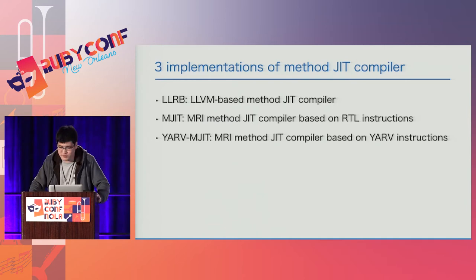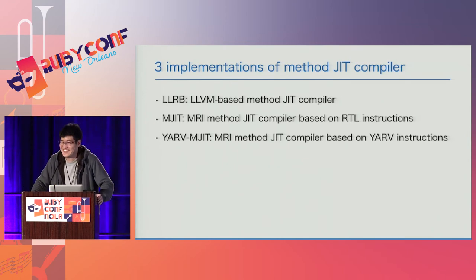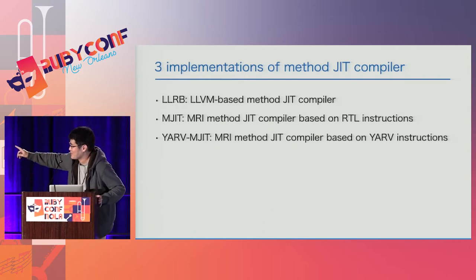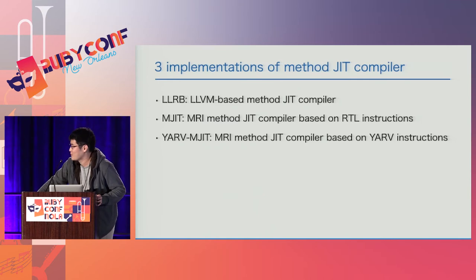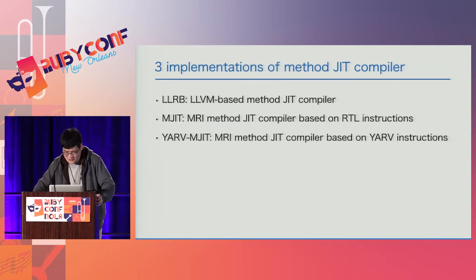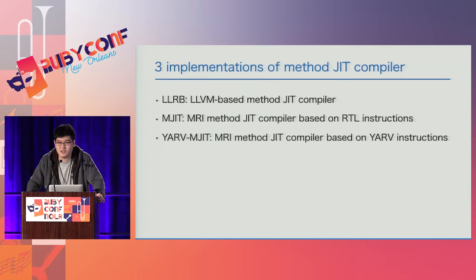There are three implementations I want to introduce here. Two of them were made by me. In half a year, I developed two different JIT compilers. First one, LLVM. The original title of this talk was about the LLVM-based JIT compiler, the method JIT compiler. But after RubyConf finished, I developed another JIT compiler called YARV ISeq, so this talk title is changed. The middle one, MJIT, is developed by Vladimir and was introduced by Matz in the first keynote. So I'll introduce all three of them.